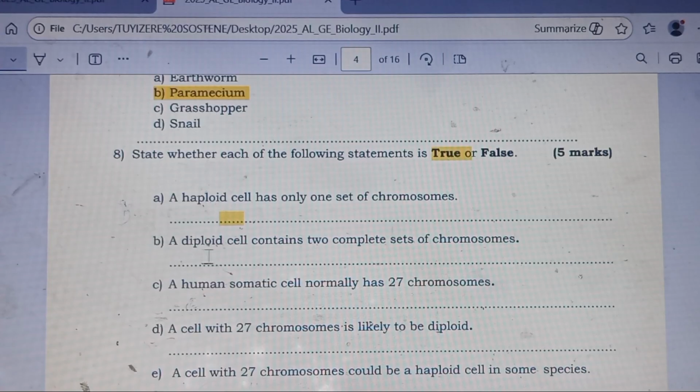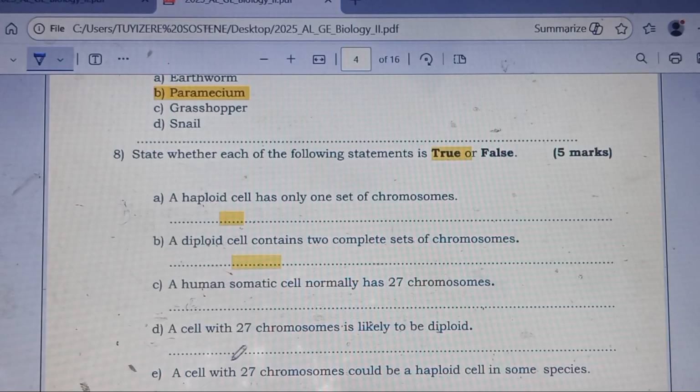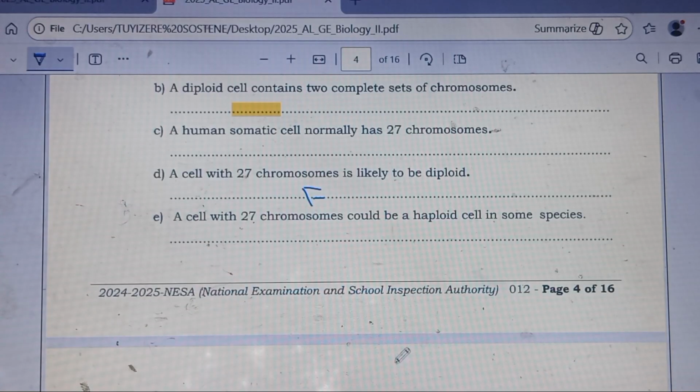For B, a diploid cell contains two complete sets of chromosomes. Also for B it is true. For question D, a cell with 27 chromosomes is likely to be diploid. Here it is false.